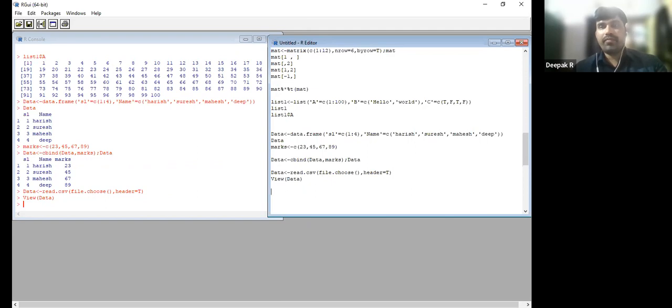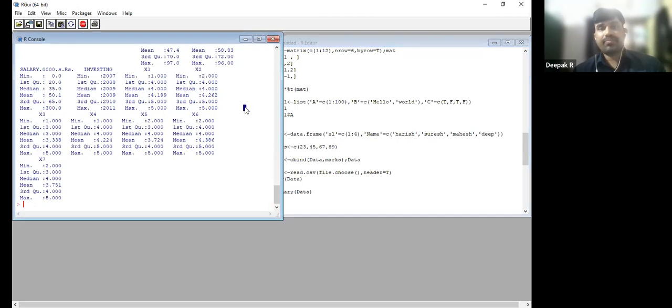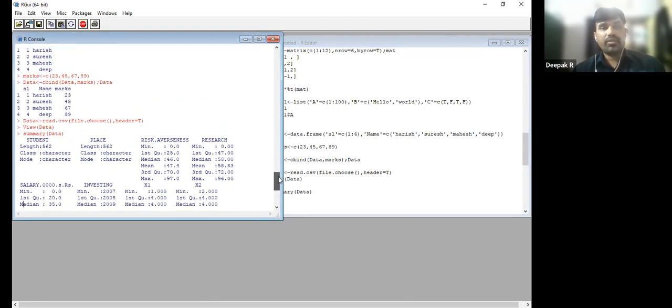Here we have viewed the data. What I want is to get some summary of the data. Depending upon what R has understood each and every column to be, whether qualitative variables or quantitative variables: if they are quantitative variables, it will give you the summary statistics in the form of minimum, median, everything else. And if it considers a column to be qualitative in nature, it will give the values.